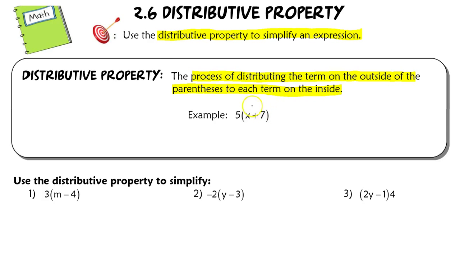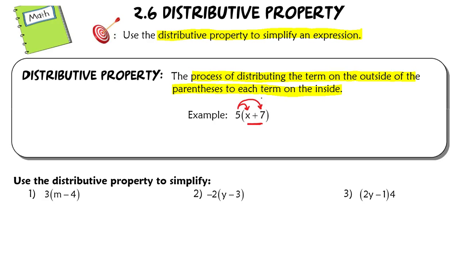So for this example here, this 5 is on the outside of the parentheses. Now x plus 7 on the inside cannot be combined because those are not like terms. So normally in order of operations we would try to combine inside of the parentheses, but because we can't, we then do the next operation, which is to multiply. We call that to distribute. So we're going to distribute this 5 to both the x and to the 7.